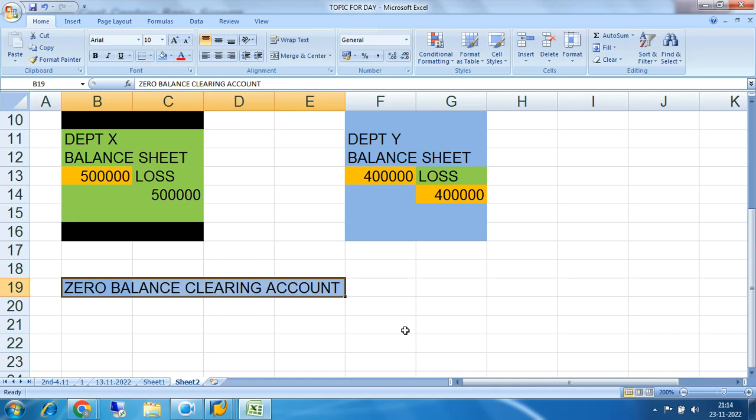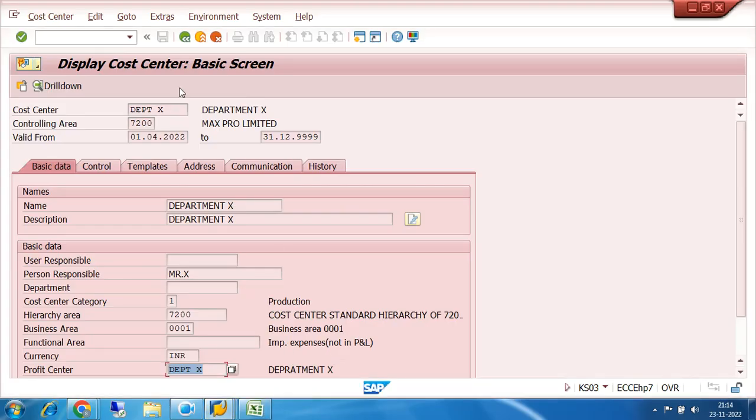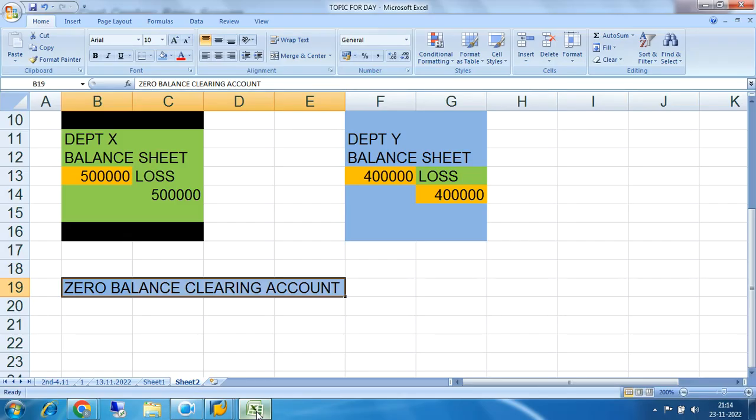Does anybody know what is the use of the zero balance clearing account? That is a GL account. So many transactions will be there in that GL account. But what is the use of that zero balance clearing account? 99% of end users do not know what the use of that zero balance clearing account is.